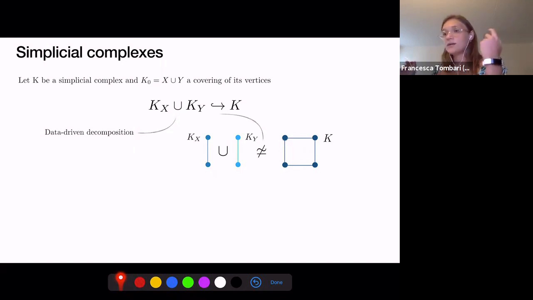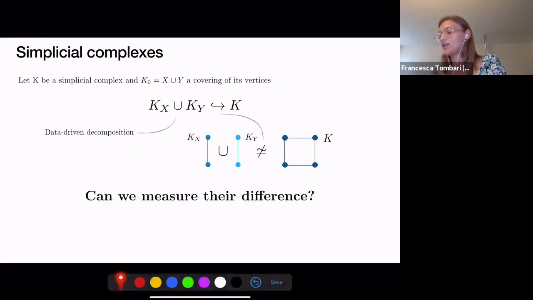So I want to conclude this very long introduction by summarizing it into a question, which is: can we measure the difference of K and its data-driven decomposition? And the difference, I mean, in their homotopy type, and most of all, what do I mean with measure? Okay, so this is the setting.